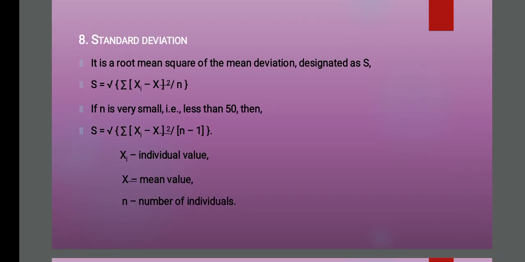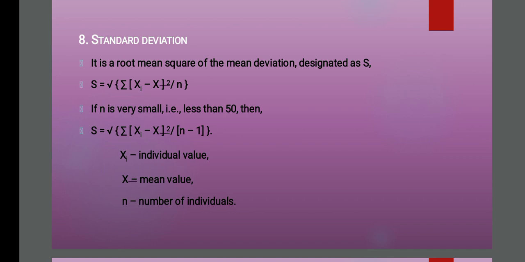What I mean by standard deviation is, it is a root mean square of mean deviation. You know what is mean deviation? Mean deviation is nothing but the sum of xi minus x bar divided by n. Standard deviation is the root mean square of the mean deviation. You put the square root and make it the square of mean deviation, and you get the value of standard deviation. I will define it once again: standard deviation is defined as the root mean square of the mean deviation.